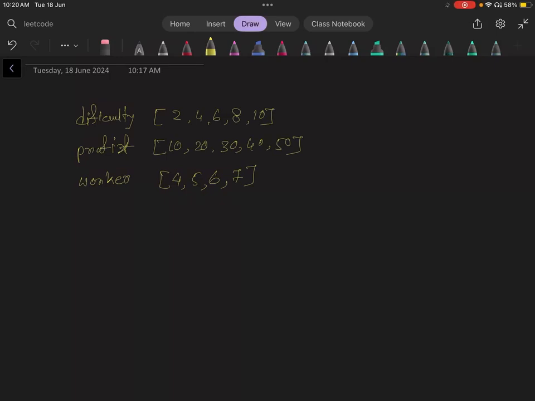Let's solve today's LeetCode daily challenge problem. The problem states that you have n jobs and n workers, and you are given three arrays. One is the difficulty array, another is the profit array, and another is the worker array.